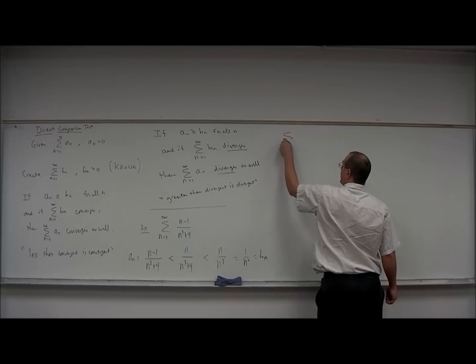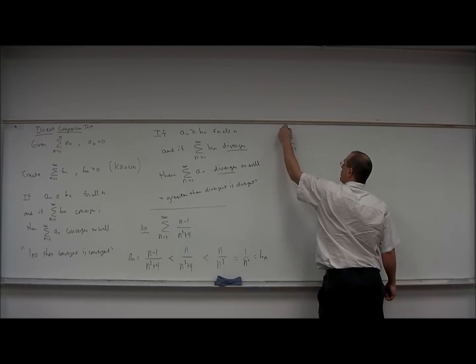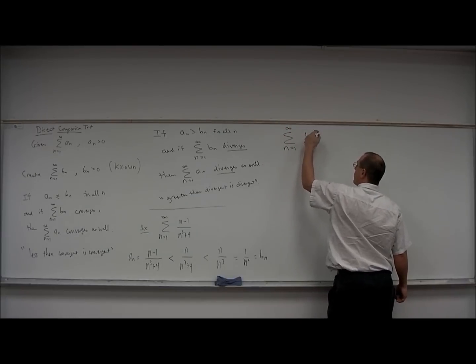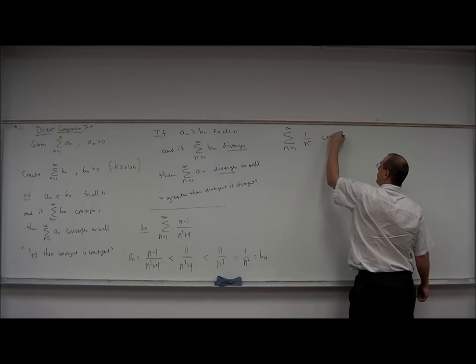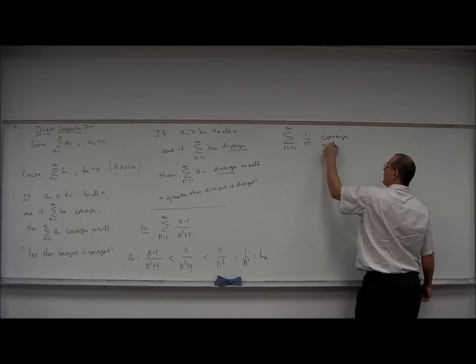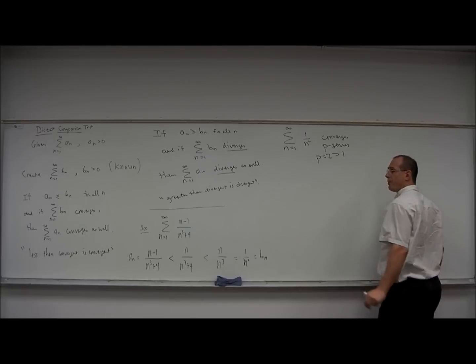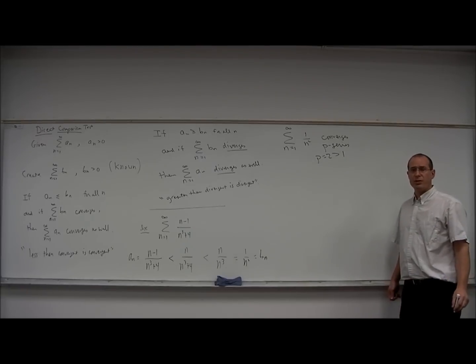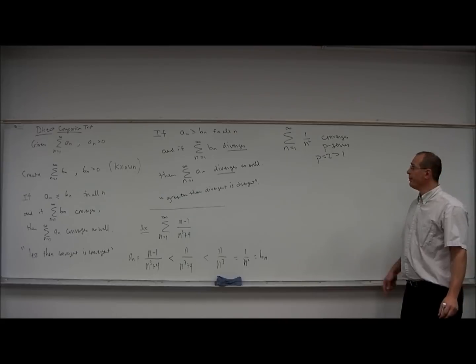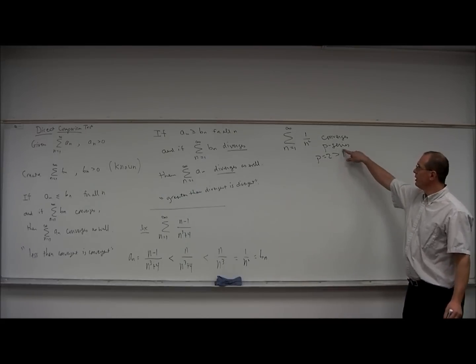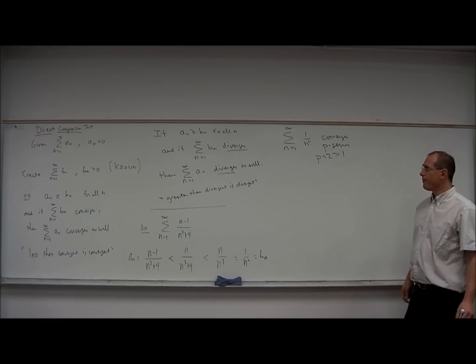So the summation n equals 1 to infinity of 1 over n squared, this converges. Why? It's a p series. P is equal to 2. And a p series converges whenever p is greater than 1. So 2 is greater than 1, so our p series converges.